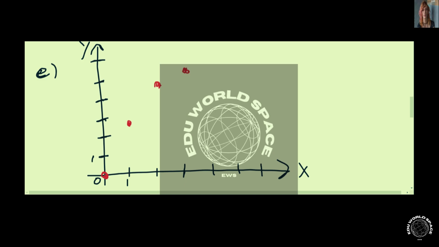And it's symmetrical about the line x equals 3. And so the graph looks something like this.